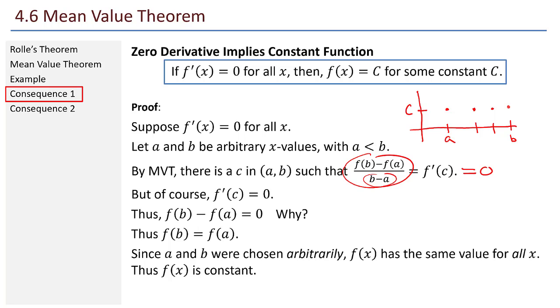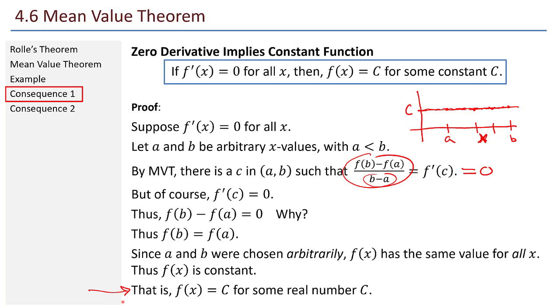F of b would have to be equal to f of a, no matter where the b is chosen arbitrarily. It has to be the same value as f of a. And so that has to be that same value C. And what do I find? That the function is actually constant for any x value that I plug in. So in other words, f of x equals c for some real number c. And that's it. We've shown that f is a constant. There it is, by the power of the mean value theorem.